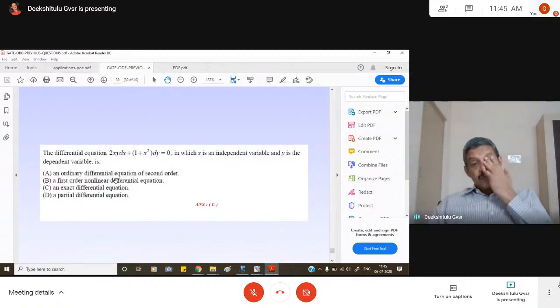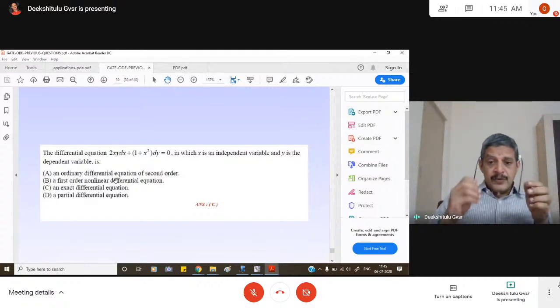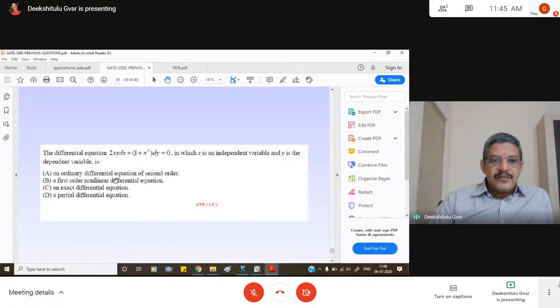The differential equation 2xy dx plus (1 plus x square) dy is equal to 0, in which x is the independent variable and y is the dependent variable, is an ordinary differential equation of first order, second order, a first order non-linear differential equation, an exact differential equation? It's not a partial differential equation, and it's not a second order differential equation. So first, A and D are eliminated. Is it a first order non-linear differential equation? No, it is not non-linear.